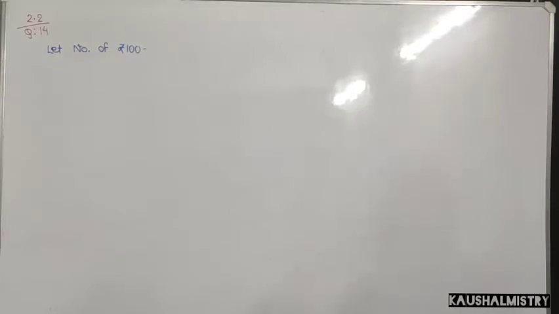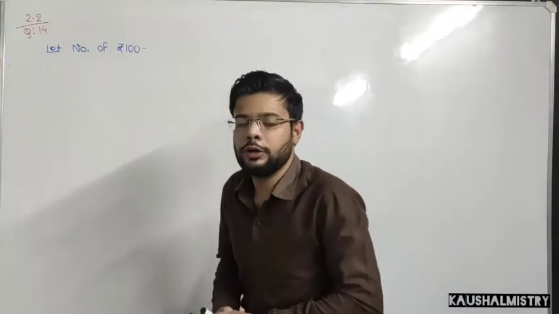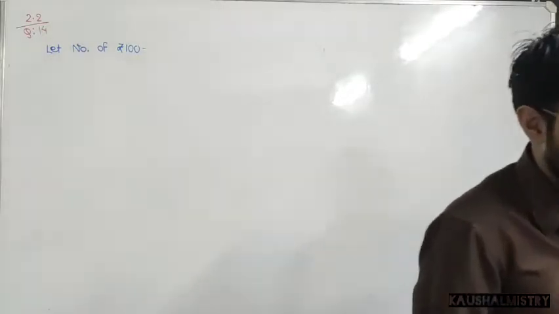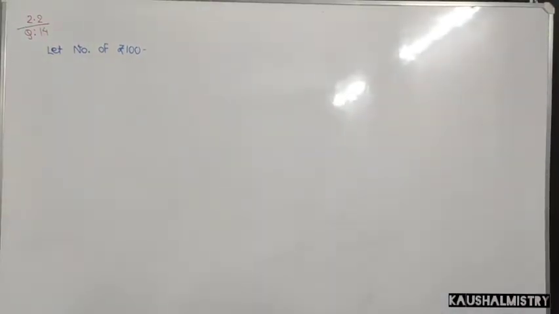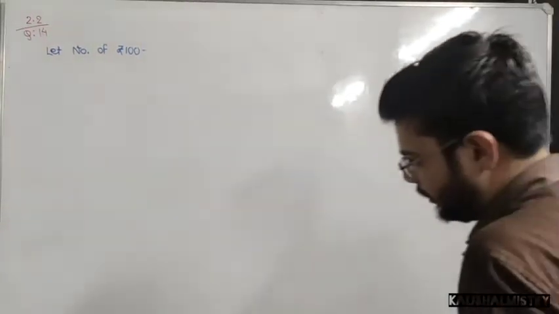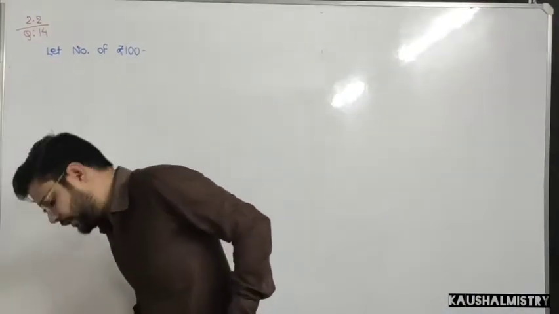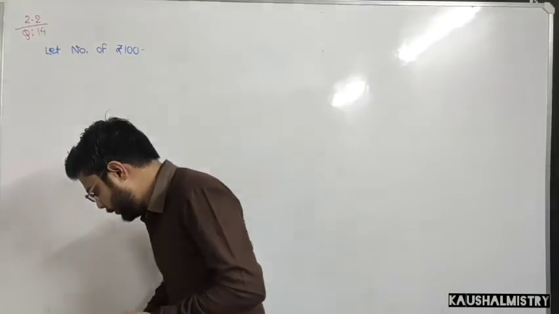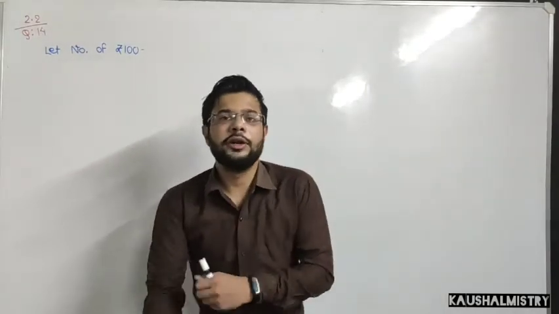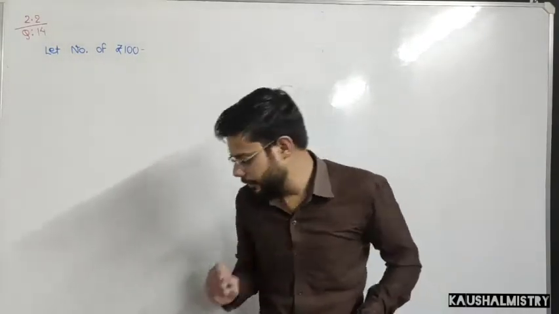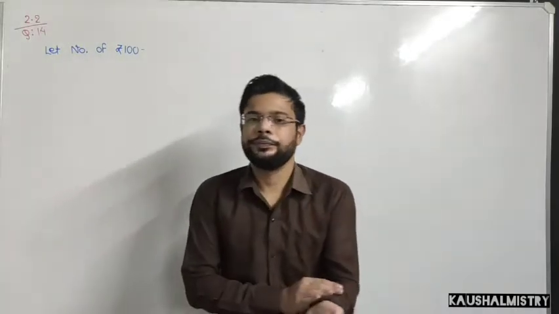Now we are going to solve exercise 2.2 question number 40. Lakshmi is a cashier in a bank. She has a currency note of denomination 100, 50 and 10.